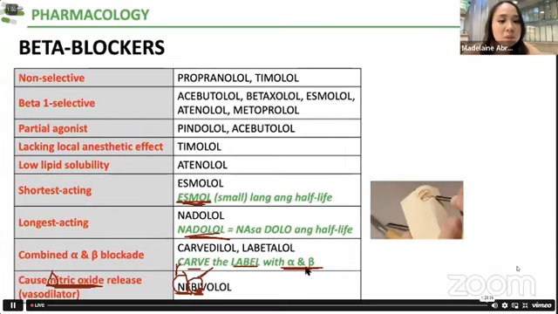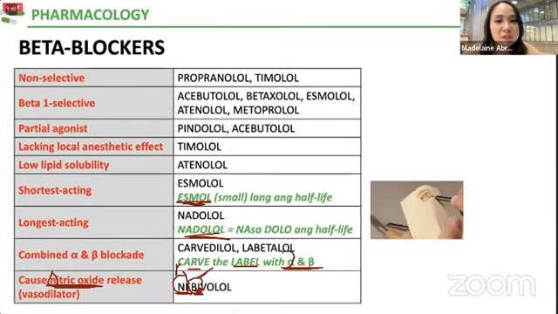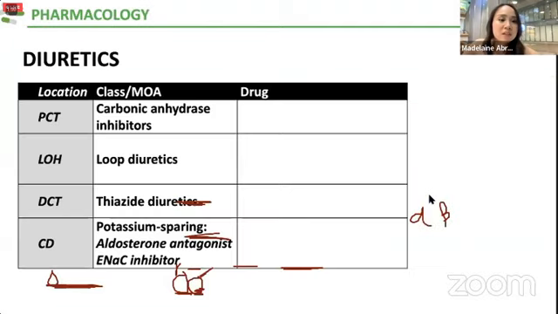Then si carvedilol, alpha and beta. So inisip ko dyan para kang nagka-carb, di ba? Alpha, sipin nyo na lang. Tsaka beta. So carb, the label. Okay. So next, CV drugs na tayo.